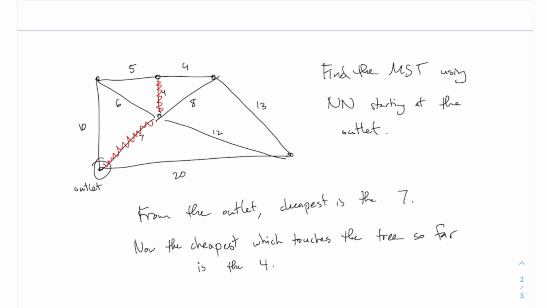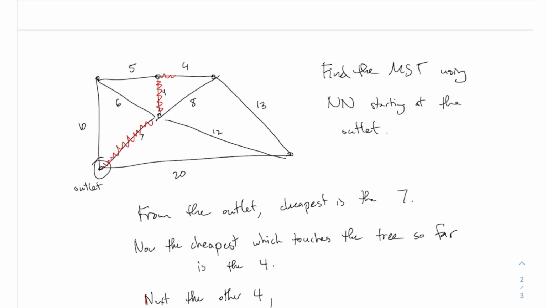What's my next choice going to be? I see some more fingers. The other 4, yeah. Right now, this 4 is the cheapest edge overall which is touching the ones that I already picked. So next, the other 4. So that's here. What will be next? Again, the cheapest edge touching the ones I've already done. I think it's the 5 at this point, right?